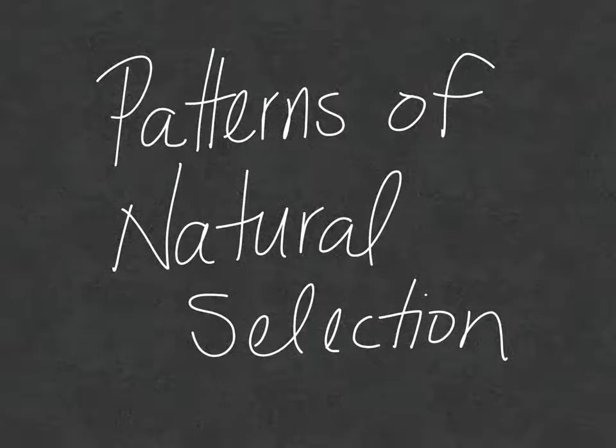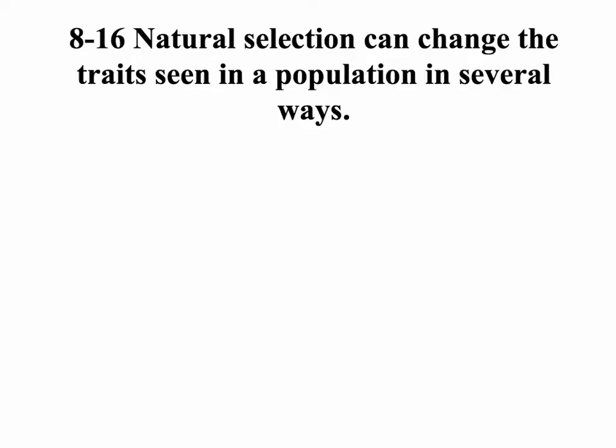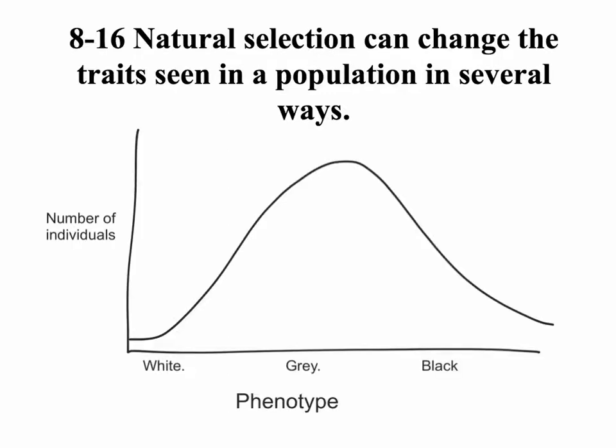In this segment about evolution, we will be looking at the three major patterns of natural selection. The last thing with natural selection that we need to investigate are the patterns of natural selection. Natural selection can change the traits seen in a population in several ways. We are going to look at three patterns of natural selection. The first one is directional selection.